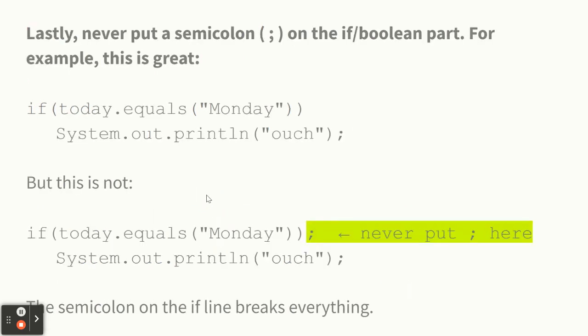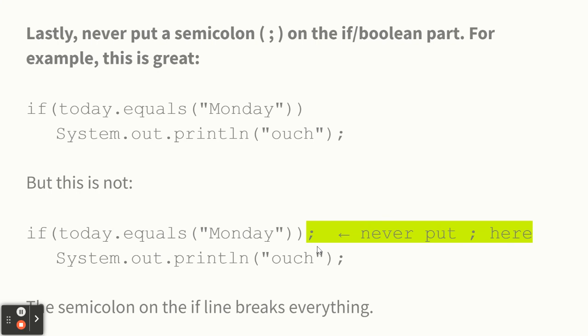Okay, and then the last thing, never ever put a semicolon on the if condition. So right here, people like to do this: if today dot equals Monday, and they put a semicolon there. And what that does is it removes that line from the program. I don't really know. I wish it would just not compile, but it compiles, and it will always print ouch, no matter what is in the variable today.